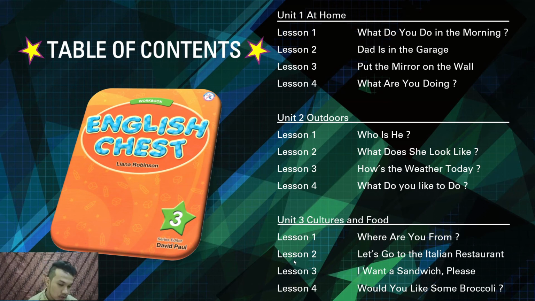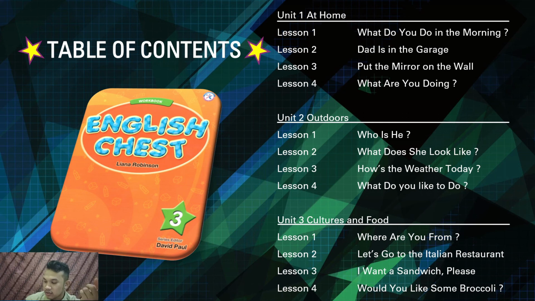Let's move to lesson 2: Let's go to the Italian restaurant. In this lesson 2, students will learn about food and restaurants from different countries. This will bring students to understand a verb. The verb is want. And suggestions: let's go to the blank restaurant. For example, what do you want to eat? I want to eat bananas.